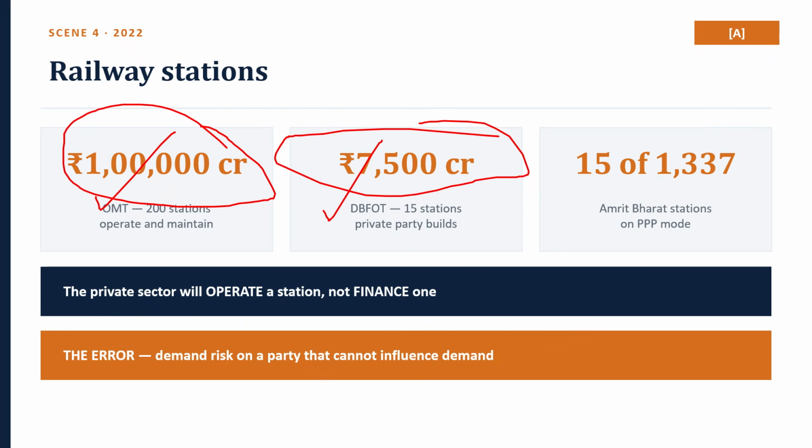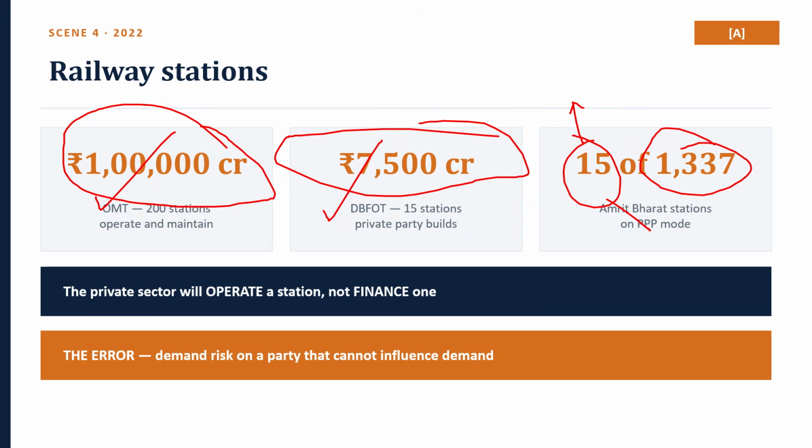For context, the Amrit Bharat station scheme has identified 1,337 stations for phased redevelopment, of which 15 are on PPP mode. And railway PPPs to date: 18 completed, at 16,636 crore, with 7 under implementation at 16,334 crore, as of September 2025.